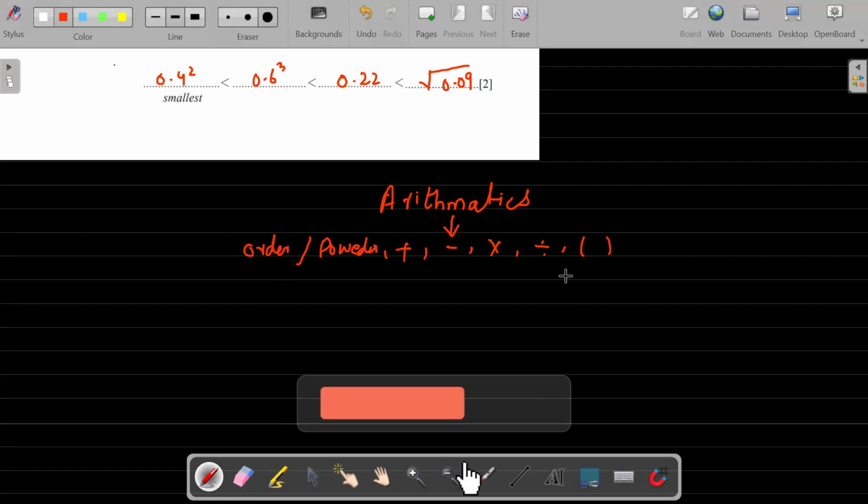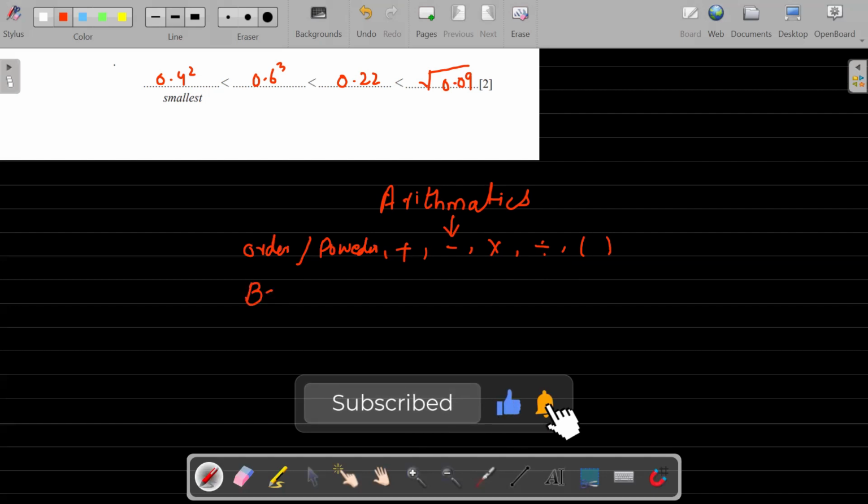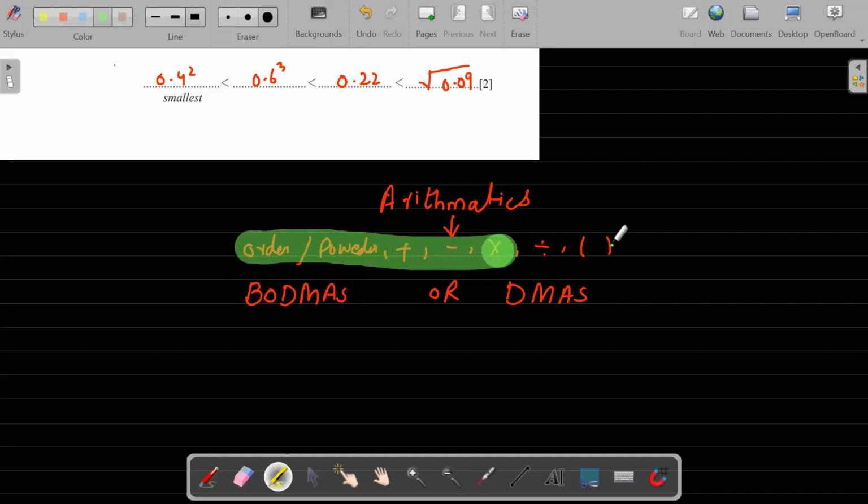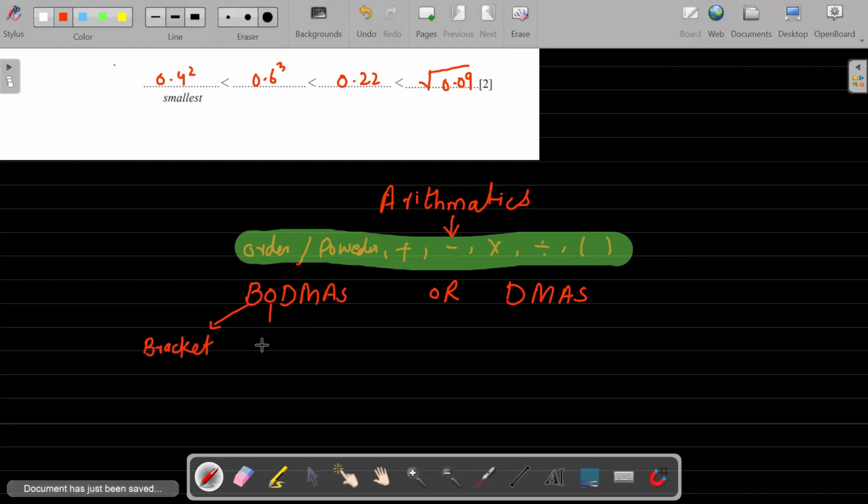So how to use these terms? We have made the BODMAS rule, or the DMAS rule. We have made rules to use these terms. Mathematicians have made these rules. This says that if you have all these operations in one single equation, then you need to follow this rule. First you need to solve the bracket, then you need to solve order or power, then division.